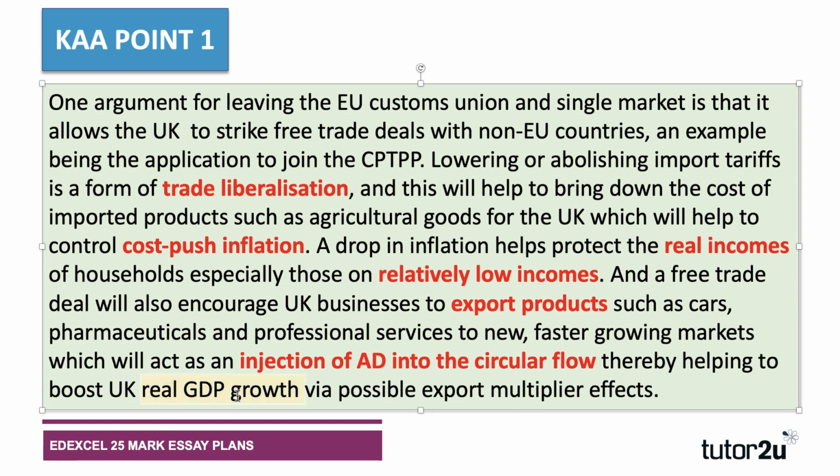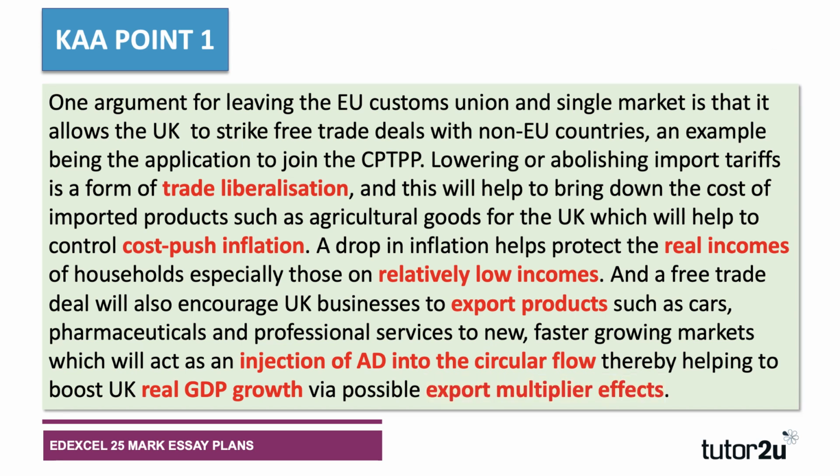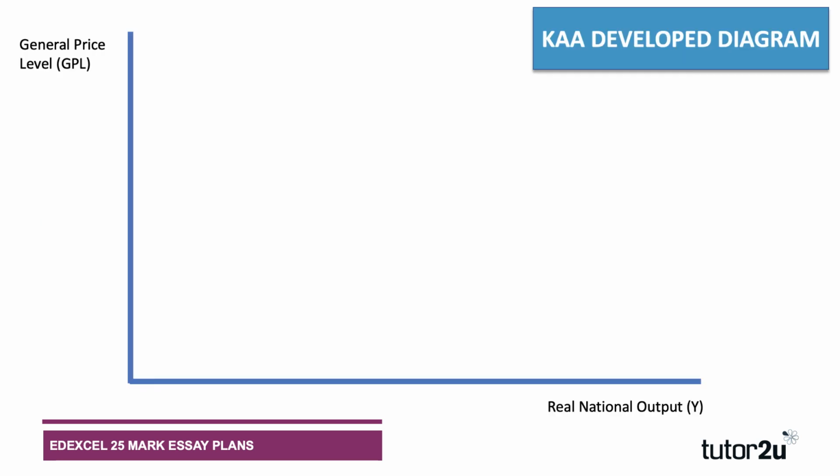And I'm using the word real GDP to emphasize that, via possible export multiplier effects. So if trade generates increased exports, there could be positive multiplier effects. Do you see what I'm doing here in my first KA point? I'm building the point that it's going to help bring down inflation and drive export businesses, and I'm bringing in concepts I used in year 12 economics. A developed diagram is a good way of showing this, so I'll probably use ADAS actually.